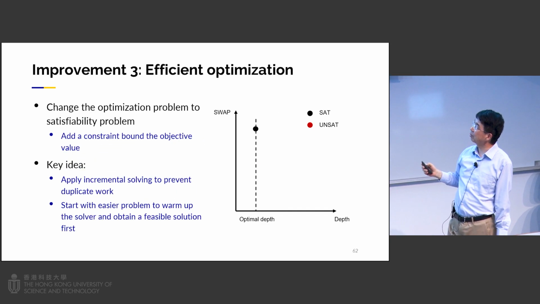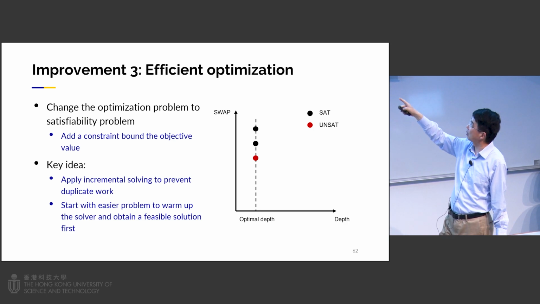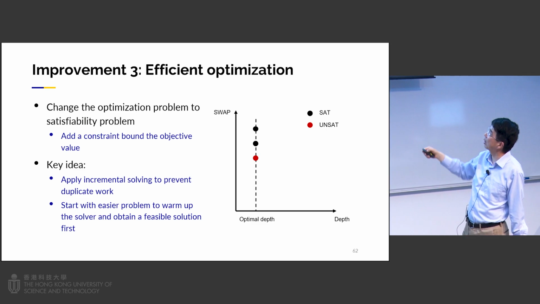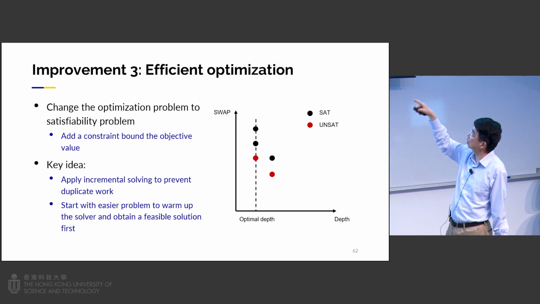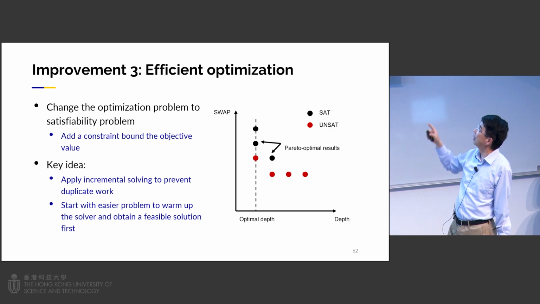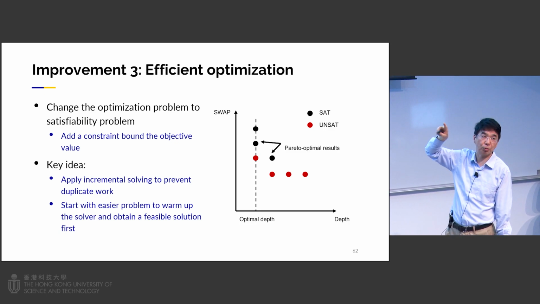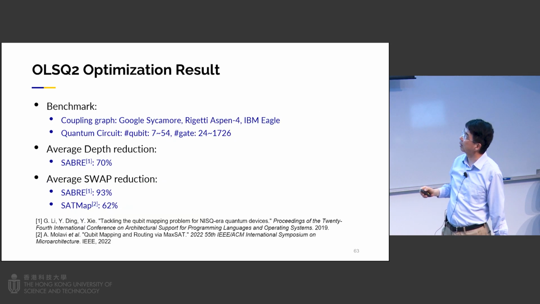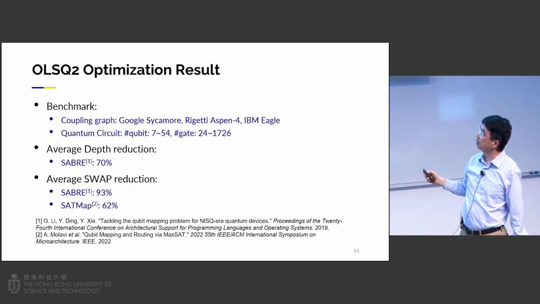And then the third one is how we can use incremental solving. We keep trying: can we meet this depth constraint? If we can, then can we reduce the swap count gradually? As we do it, we basically search the solution space, and each time we can make use of the solution from the previous one. So that actually gives us a very good result.